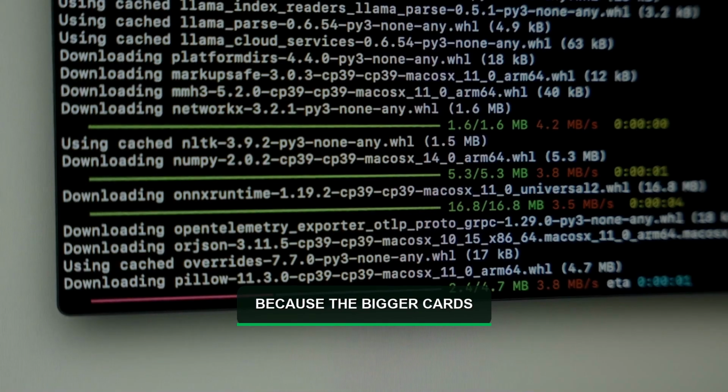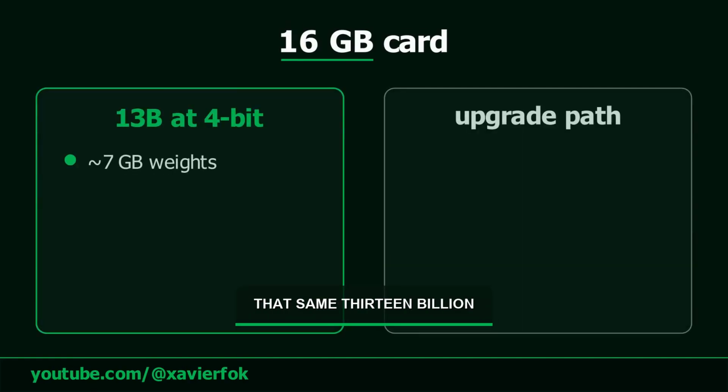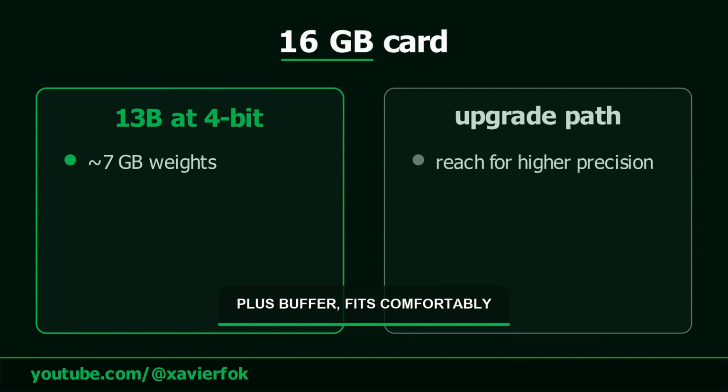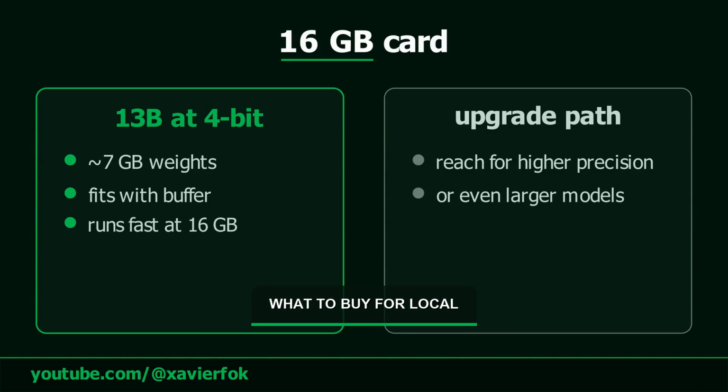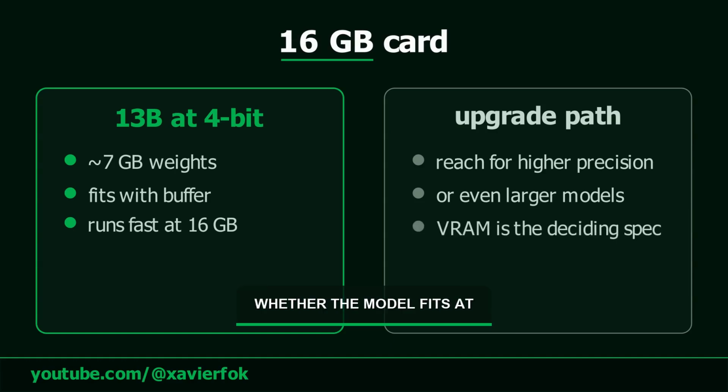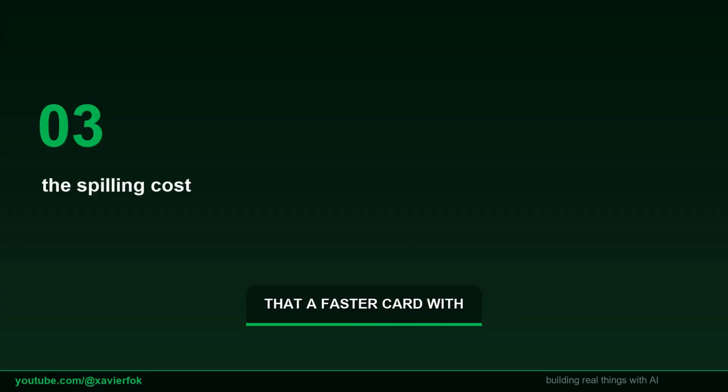One more example, because the bigger cards change the picture. On a 16 GB card, that same 13 billion model at 4 bits, 7 GB of weights plus buffer, fits comfortably and runs fast. You could even reach for a larger model or run the 13 billion at higher precision for better quality. This is the real reason VRAM is the spec that matters most when people ask what to buy for local AI. It is not the raw speed of the card that limits you first, it is whether the model fits at all. A slightly slower card with more memory will run models that a faster card with less memory simply cannot load.